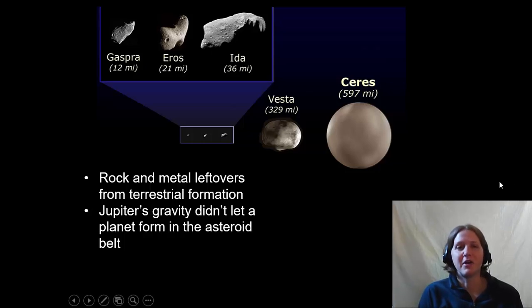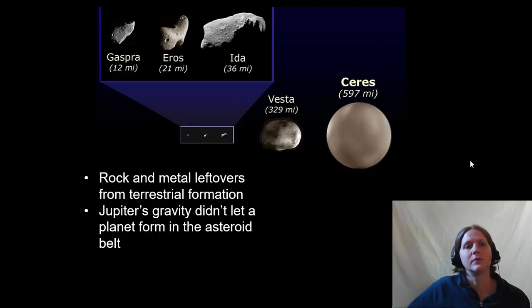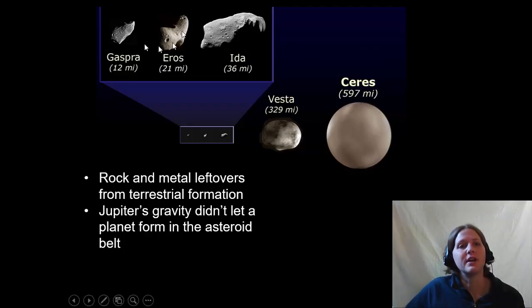So this section is about asteroids. Let's start off with a few pictures of them. Here's Gaspra and Eros and Ida, and all of them are actually quite small, 20 miles across, 30 miles across. But asteroids can also be larger. We've got Vesta and Ceres, two of the bigger ones.